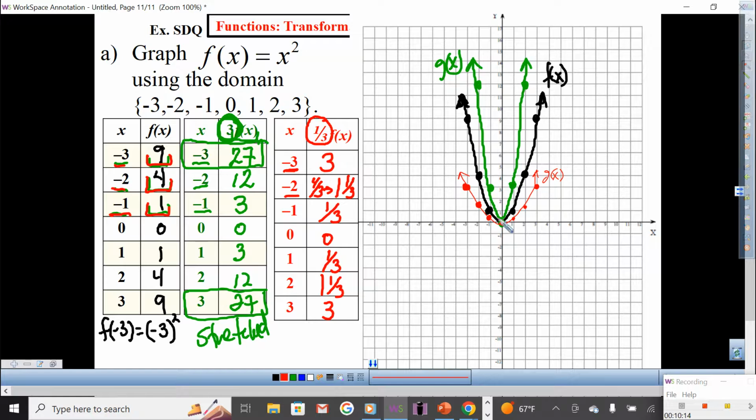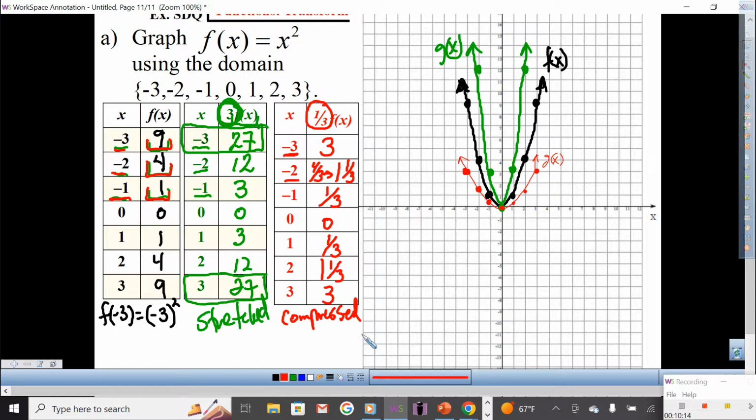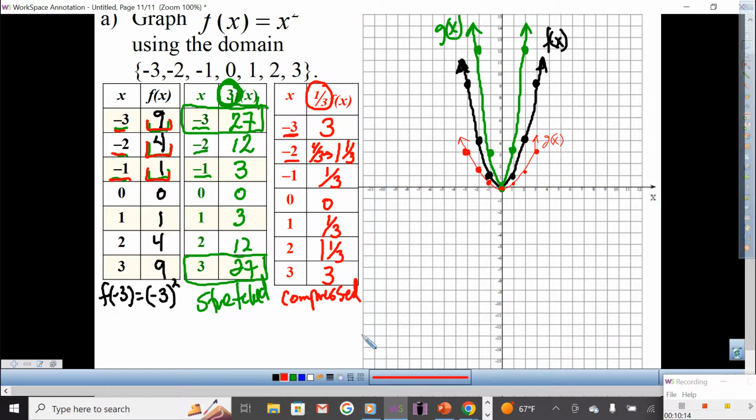For this one, tell your neighbor one word that would describe what just happened to the original. One word. Alessandra, what do you think? It shrank, yes. But a word that we use in math, it compressed. Yes, it shrunk or compressed. All right, so let's close this idea all together.